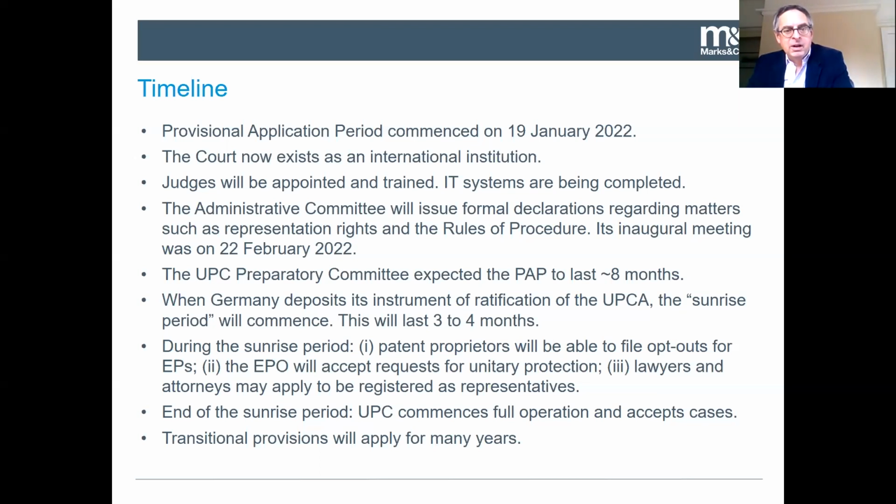Once the sunrise period ends, the UPC will be fully operational and will be accepting cases, in particular infringement and revocation cases. However, transitional provisions, which we will discuss in a lot more detail, will apply for many years.